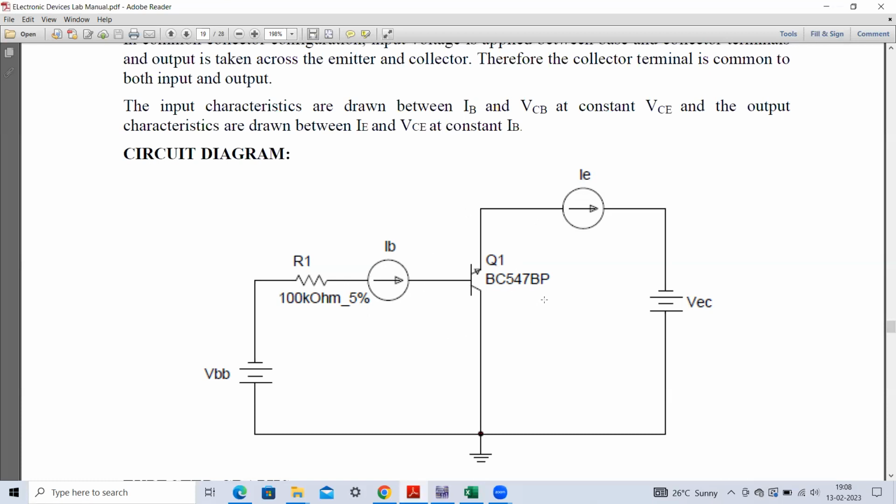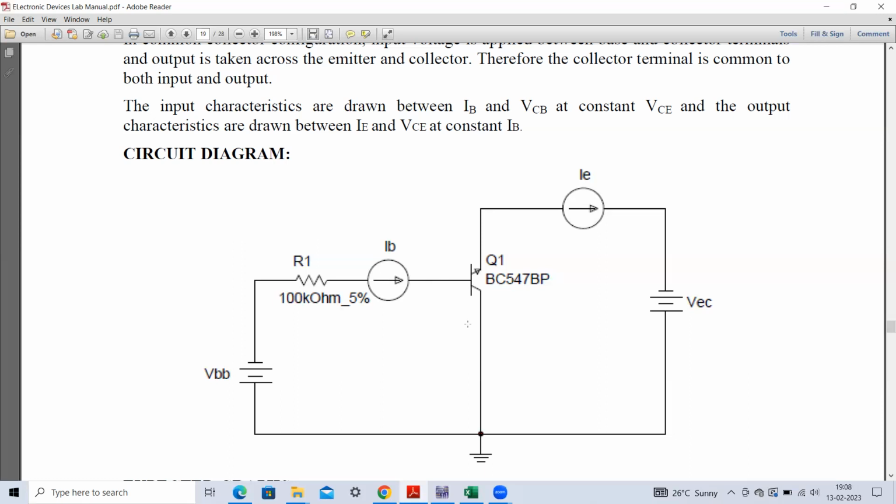Here you can see that we have to use one NPN transistor. And here I will be using this particular model BC547BP. Any NPN transistor you can use. And here you can see this particular terminal. This is our emitter terminal, and this will be our base terminal. And here we have our collector terminal.